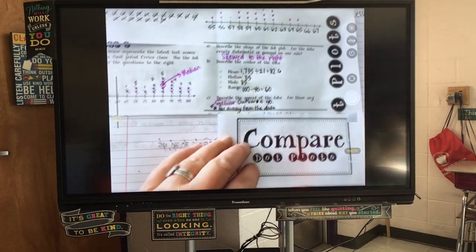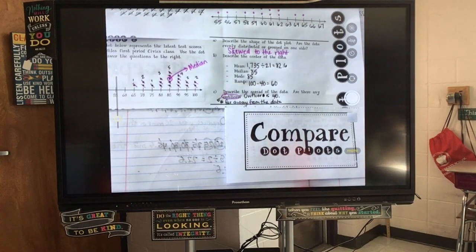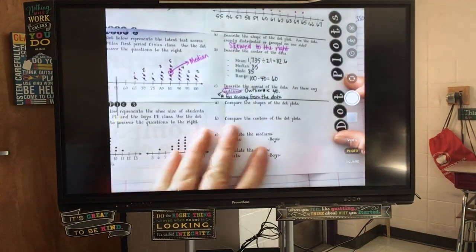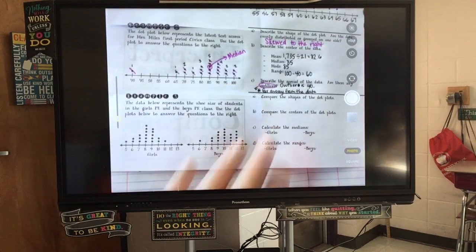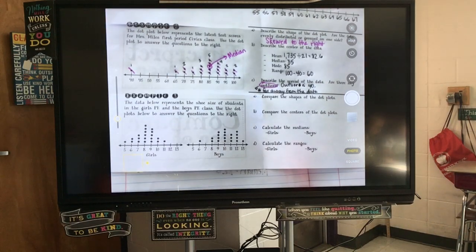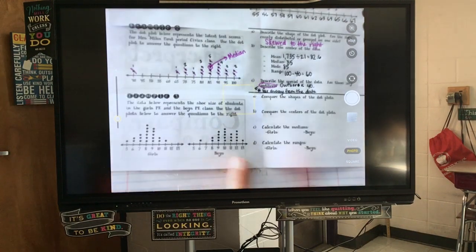All right, the last thing we're gonna do is compare data plots and get some information from them. So flip up that last one. So we have 2 dot plots, why do I keep calling them data plots? We have 2 dot plots that we're gonna be looking at. So it says the data below represents the shoe size of students in the girls' PE and the boys' PE class. Use the dot plot below to answer the questions to the right. All right, so here's the girls, here's the boys.